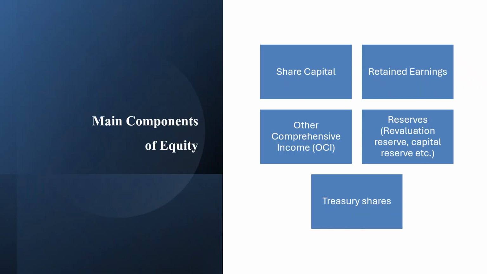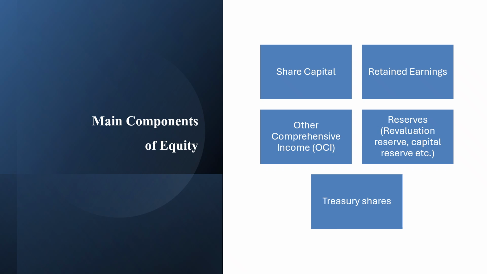To understand the statement of changes in equity, we must first understand the components of equity. The first component is share capital. This is the amount of money invested by shareholders when they purchase shares of the company. The second component is retained earnings. Retained earnings represent the accumulated profits that the company keeps instead of distributing as dividends.